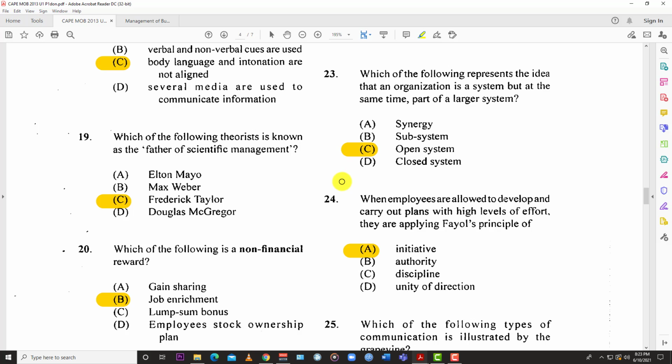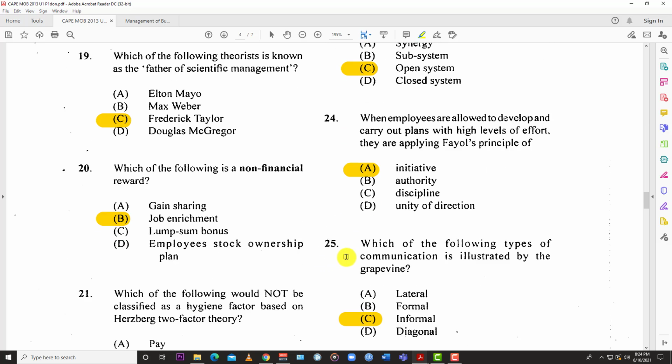So what they're saying is that yes, the business is a system unto itself, but it also interacts with other systems out there. For example, you have a system as a business. There's also a system for your suppliers. There's also a system for your competitors. The government is out there, society is out there. You have to interact with all of these other systems, and so open system is the best answer right there.